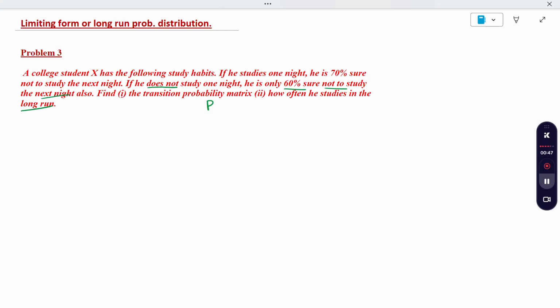First we have to write a transition probability matrix. TPM is P, we have to write. It only speaks about two things, studying and not studying. S is for studying, I will write. Not studying I will use N. It is a 2 cross 2 matrix, so P I have to write as a 2 cross 2 matrix. So it is studying, not studying.